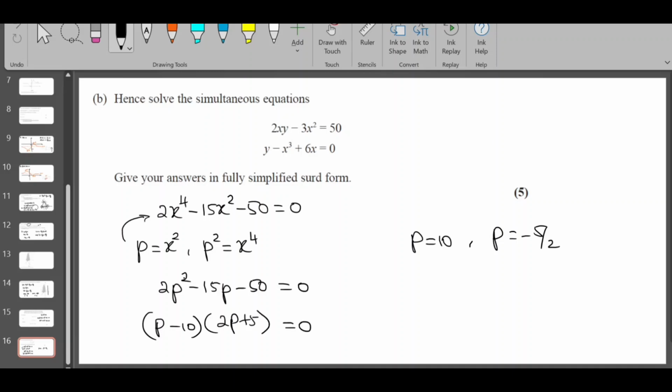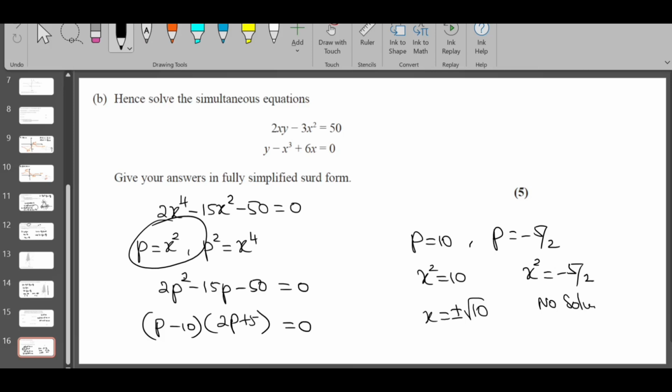Now initially we have taken p as x squared, right? So x squared is 10, x is plus or minus square root of 10. x squared is minus 5 over 2. You cannot take a square root of a negative number. You need to write no solution here. So you got two values of x here. Now you need to find the values of y actually.